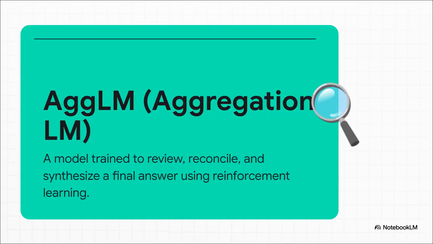So, to get formal for a second, an aggregation language model, or AggLM, is a specialist. It's a model trained for this one complex job. You give it the problem, you give it all the candidate solutions, and then you train it using reinforcement learning to get really, really good at this process of reviewing, reconciling, and ultimately building the best possible answer.